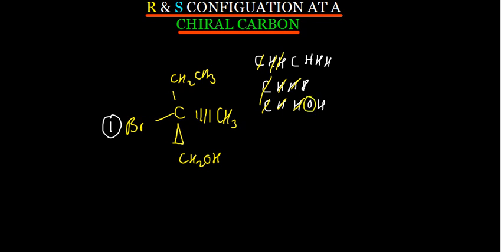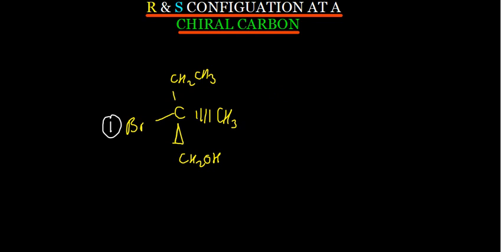This is oxygen. So oxygen has got a higher molar mass than carbon, and then carbon than hydrogen, meaning that this is going to be the second group, this is going to be the third, this is going to be the fourth, and the fourth group is already at the back. So meaning the configuration of this one, I'm just going to go in this direction. So then what will be this one? It's going in the anti-clockwise direction. So this is the S configuration.